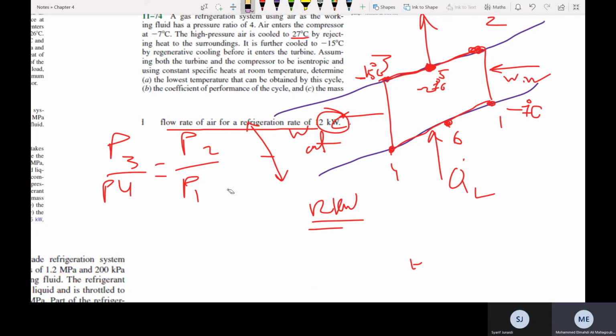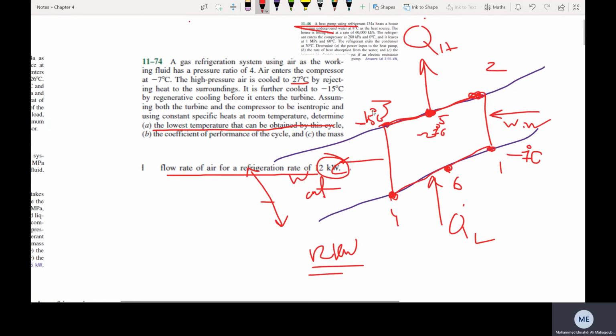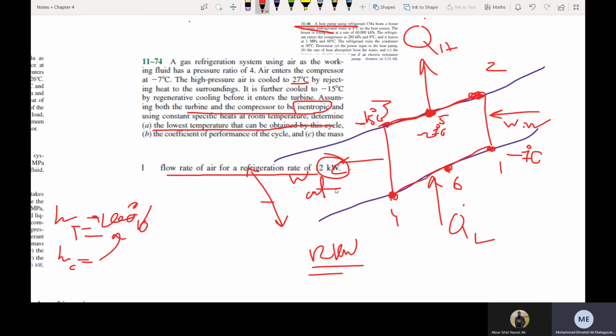Let me delete here. Okay, so let's work it out step by step. We have the lowest temperature that can be obtained by this cycle. What's the lowest temperature in the cycle? Just point 4. So I need to work from 3 to 4. Do we have any isentropic efficiency for the turbine? Let us read. Both of them are isentropic. So 100% isentropic efficiency for the turbine and for the compressor. So I'm going from here to here with constant entropy.